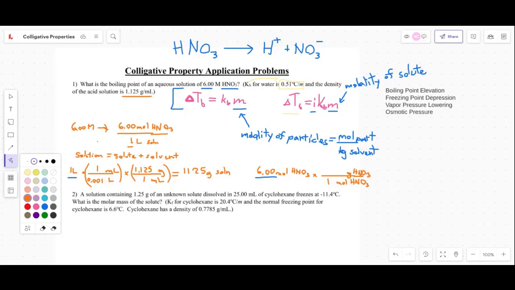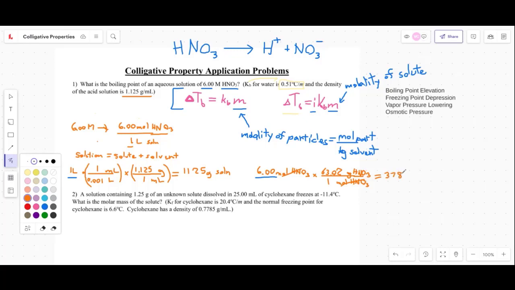So for me, the molar mass that I got for nitric acid is 63.02 grams. 63.02, that sounds about right. So let's do 63.02 grams is equal to 1 mole. Mole cancels out, and I'll get my grams. 6 times 63 will give me 378.